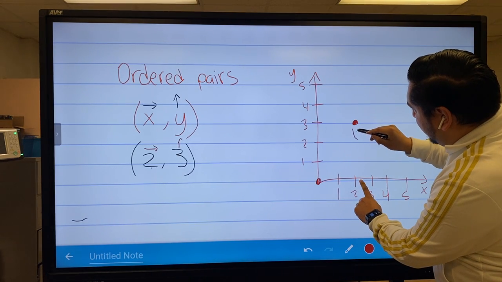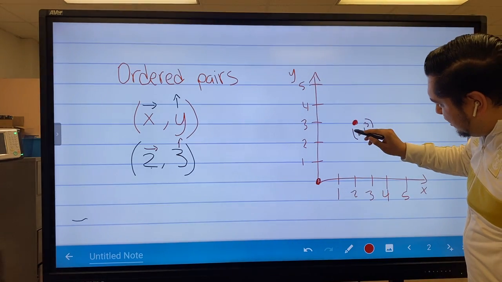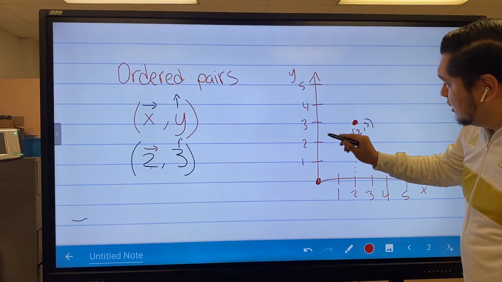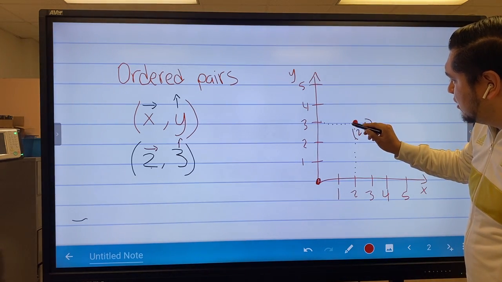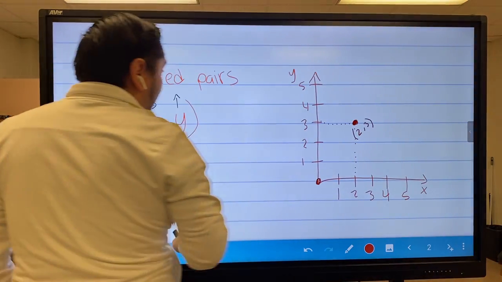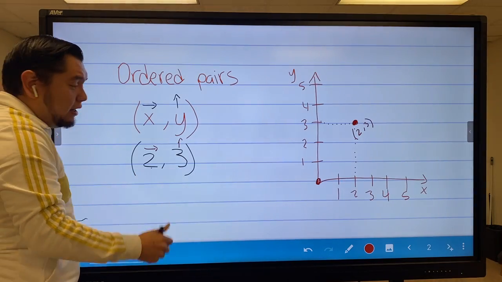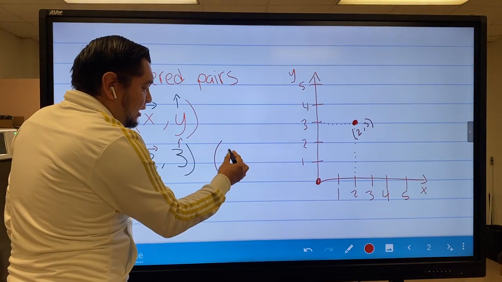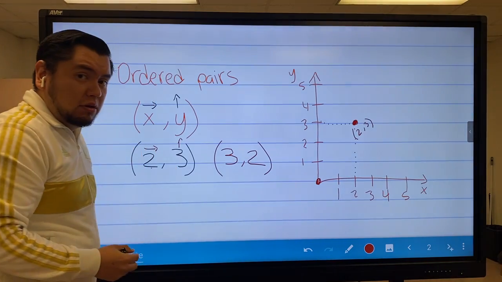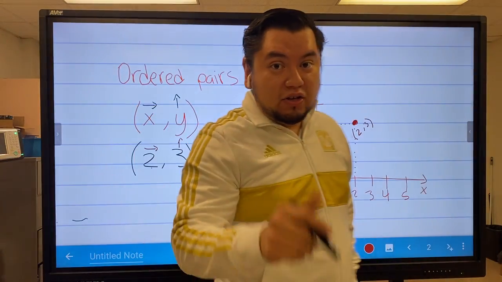So this ordered pair here, that would be 2, 3. And to verify, you can just kind of do a dotted line to see that you landed on the 2, which is the first one, and the 3, which is the second one, okay? Now, the order matters. 2, 3 is not the same thing as 3, 2. Okay, 3, 2 is a different story, and let me show you why.